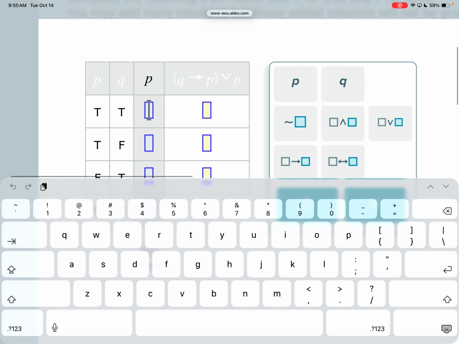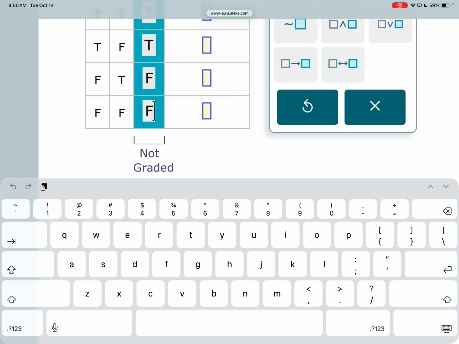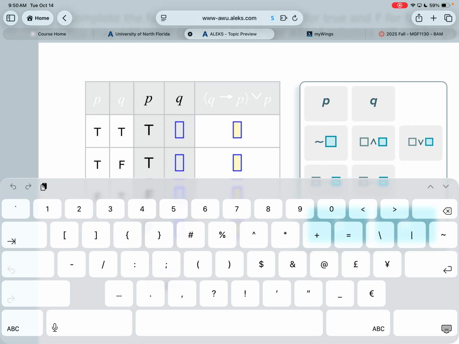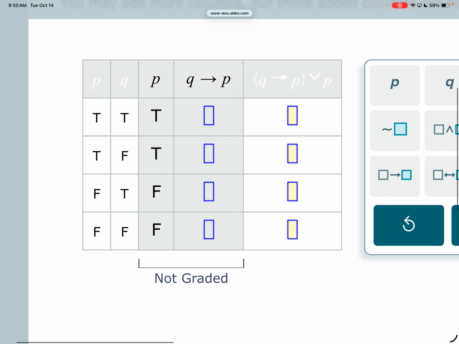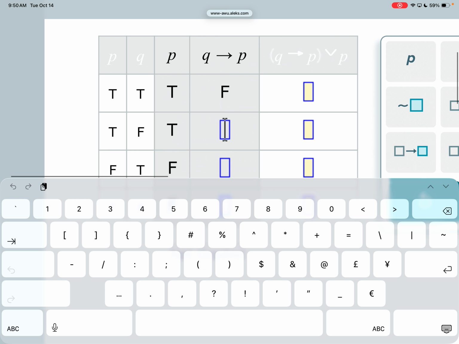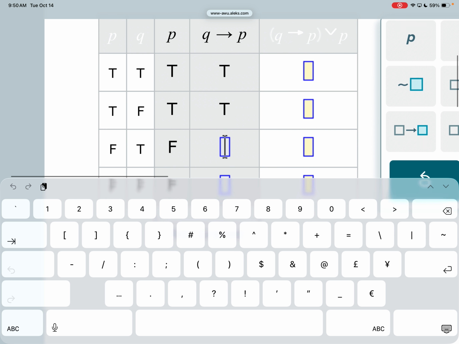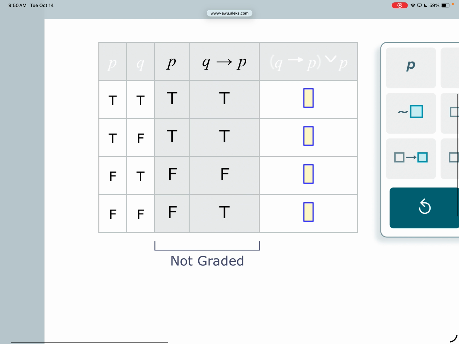so that I have it in order. True, because Q is first and then P. True. False. False. Okay, so now if Q then P, if Q then P, I'm looking at the Q column, the second column, and the P column because Q first then P. So true, true is true. False, true would be true. True, false. There it is. First is true. Second is false. It's the only time it's false. False, false would be true.